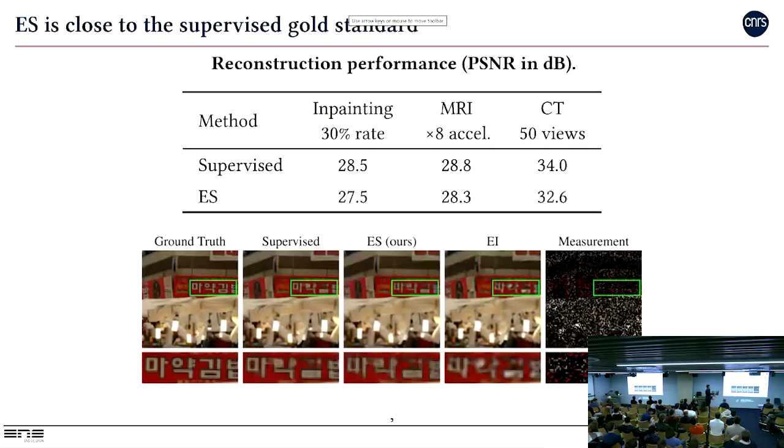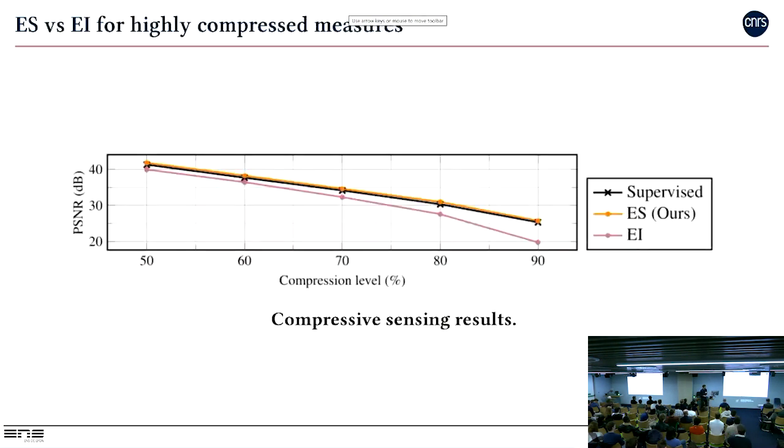And so here is for in-painting, but the same is for MRI and CT. And in the paper, we have more figures. So if we want to compare with equivariant imaging, which is the main competitor here, we did some experiments for compressed sensing, changing the level of compression, so how many measurements we have per signal.